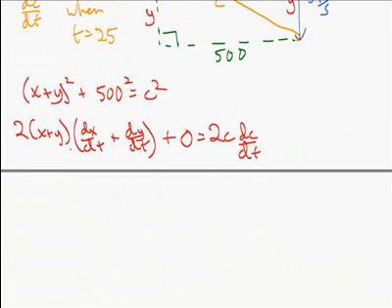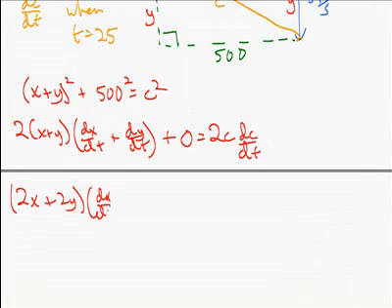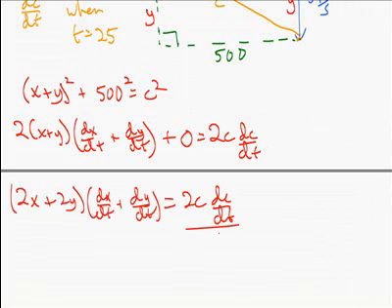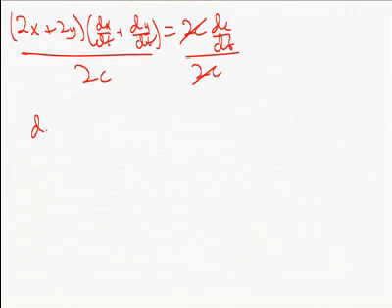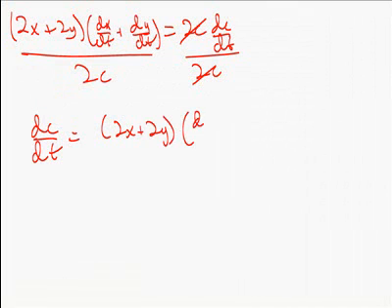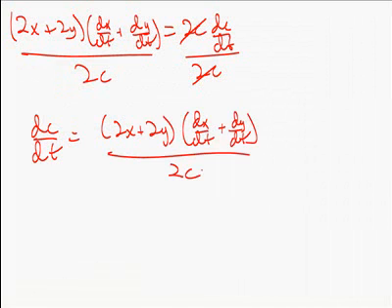So let's see if we can solve this equation right here for dc/dt, which is what we're trying to find. So I got (2x plus 2y) times (dx/dt plus dy/dt) is equal to 2c dc/dt. So all we have to do is divide both sides by 2c. Okay, so we have our equation for dc/dt: dc/dt is equal to (2x plus 2y) times (dx/dt plus dy/dt) all over 2c. So we need to find some things. We need x, we need y, we need dx/dt, we need dy/dt, and we need c.